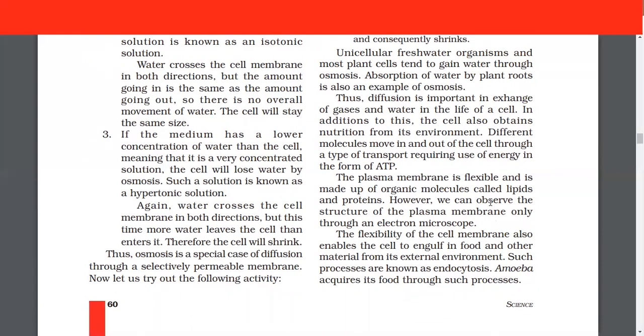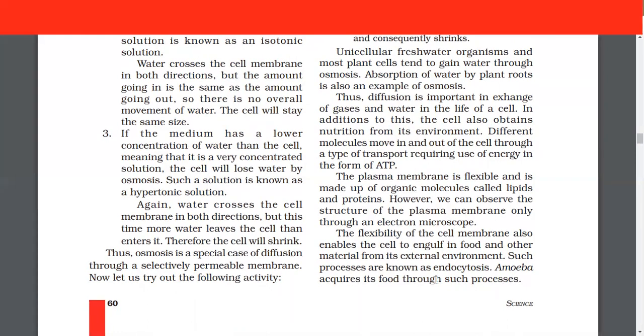Different molecules move in and out of the cell through a type of transport requiring use of energy in the form of ATP. The plasma membrane is flexible and is made up of organic molecules called lipids and proteins. However, we can observe the structure of the plasma membrane only through an electron microscope. The flexibility of the cell membrane also enables the cell to engulf food and other material from its external environment. Such processes are known as endocytosis. Amoeba acquires its food through such processes.